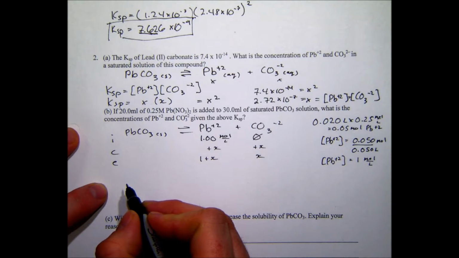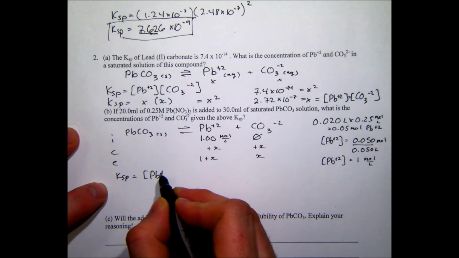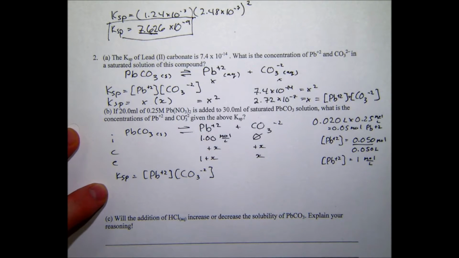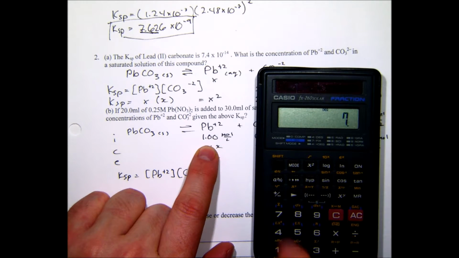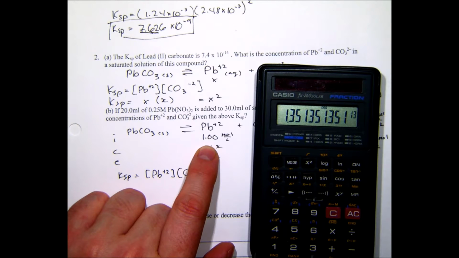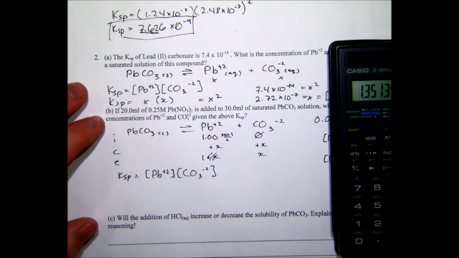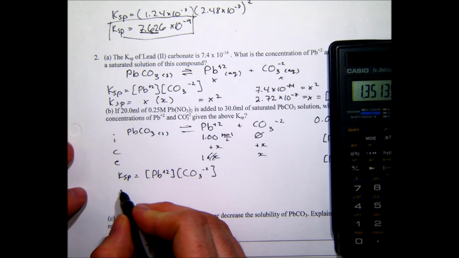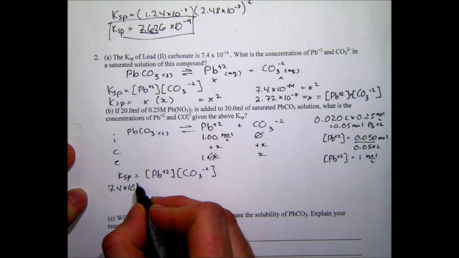We're now going to use exactly what we've done before. So we have our KSP expression. KSP is equal to the concentration of lead plus 2 times the concentration of carbonate. Now we can do our test here just to see if we can ignore X. So 1 mole per liter divided by 7.4 times 10 to the negative 14 is 1.35 times 10 to the 13. That's a lot bigger than 500, so we know that we can ignore any gain of X to the lead ion concentration. So we know KSP is equal to 7.4 times 10 to the negative 14.